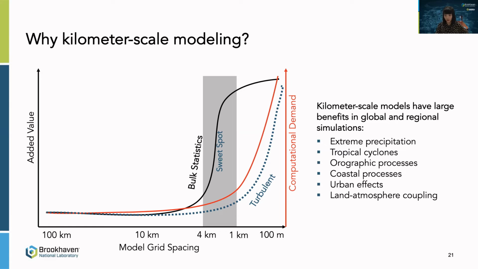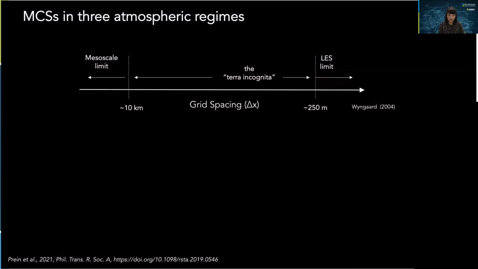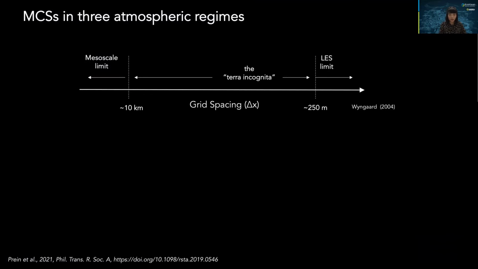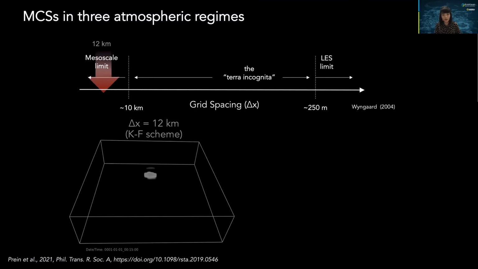So there is a question here, whether we get the right answers for the right reasons. In the following studies, I'm going to discuss the variabilities of updrafts and downdrafts within this model grid zone. We collaborated with Andreas Prein at NCAR and his group. We did an ensemble of MCS simulations at different grid spacings.